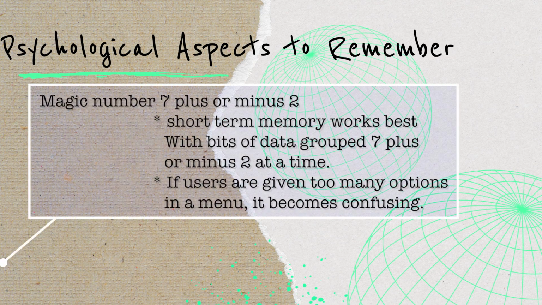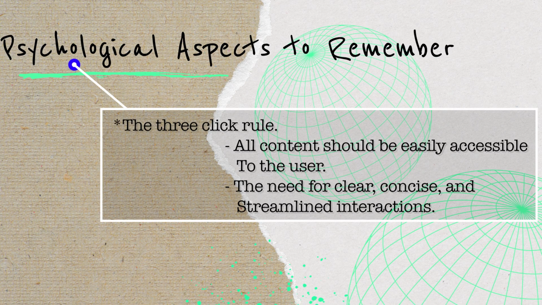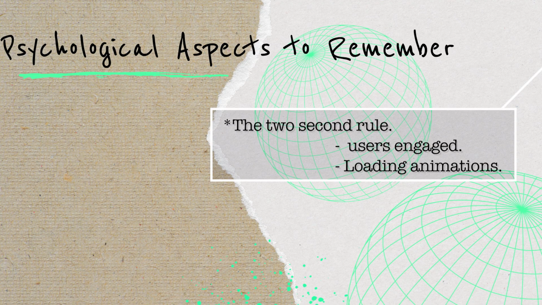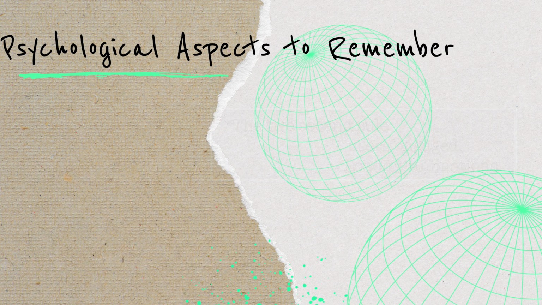Here are some psychological principles to remember. The magic number 7 reminds us people process 5 to 9 items at a time, so don't overstuff menus. The 3-click rule: users should find what they need in 3 clicks. The 2-second rule: interfaces should respond quickly or show users something's happening to keep them engaged.